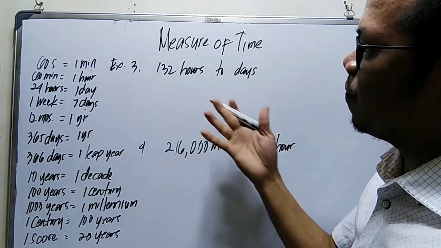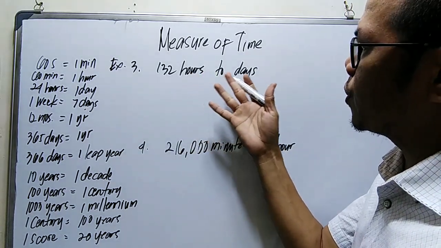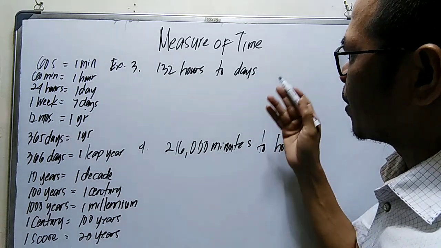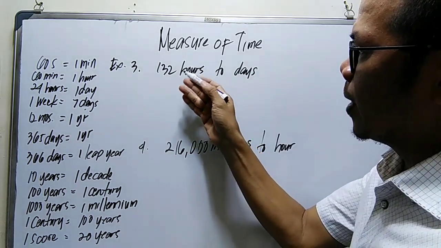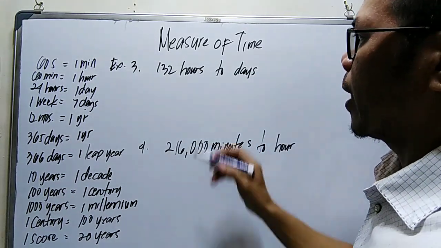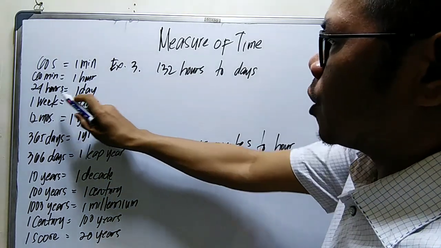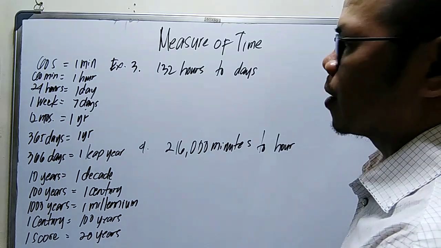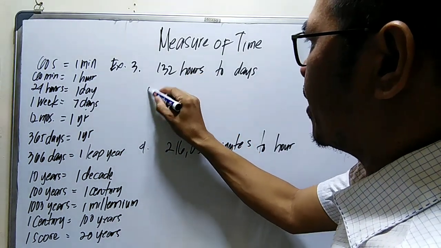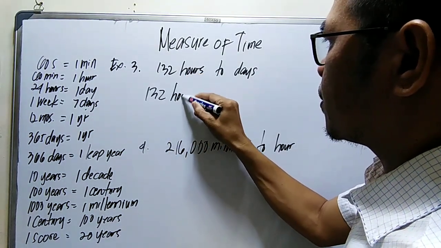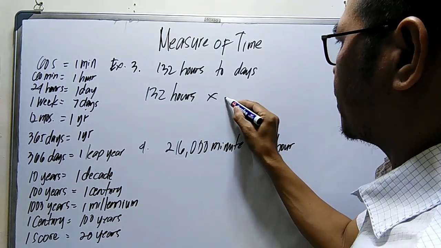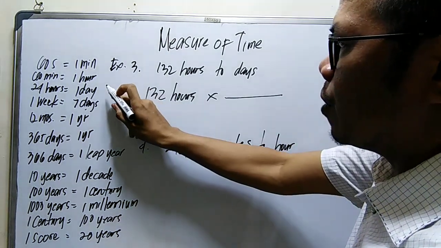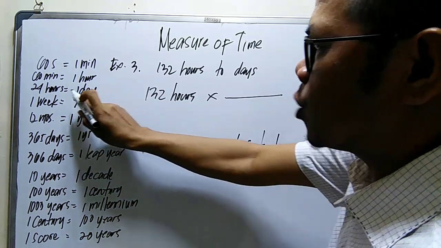So, we will convert 132 hours to days. Gagawin nating days itong 132 hours. Okay? So, in 1 day, that is equal to 24 hours, or in 24 hours, that is equal to 1 day. So, we will copy first the 132 hours. Okay, then i-multiply natin yan. Okay, kunin natin ito. Si 1 day equals 24 hours.